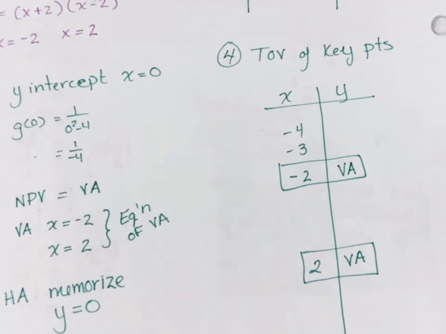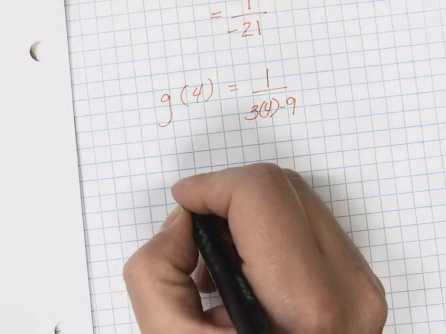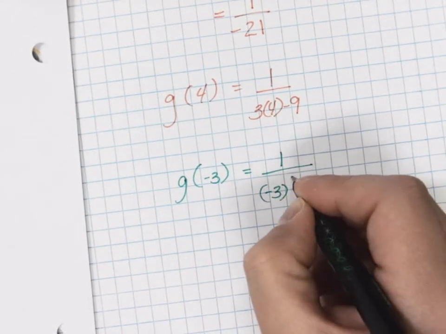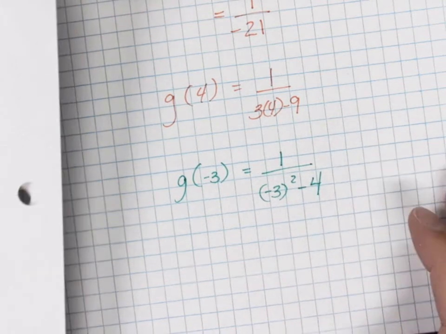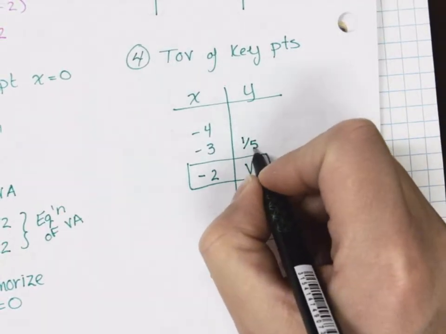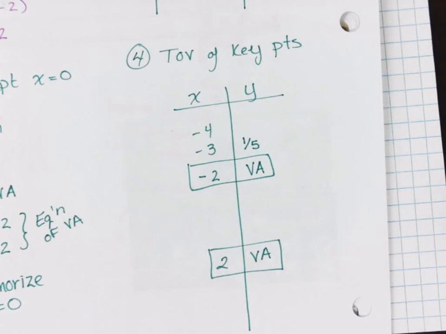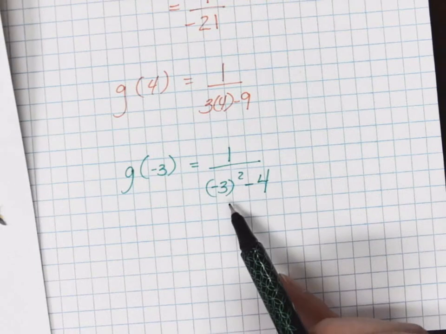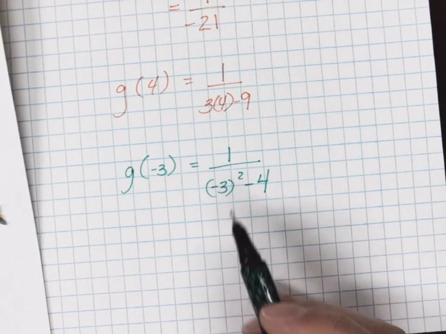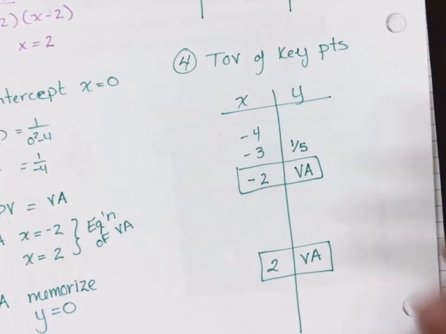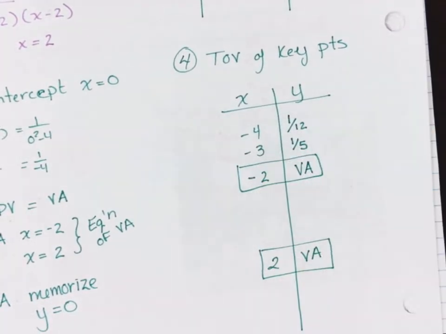Okay, so again, we're substituting them into the reciprocal function. So we're going to have g of negative 3 is equal to 1 over negative 3 squared minus 4. So 9 minus 4, 5. So in my table of values, this will be 1/5. And it's positive this time. Weird, but whatevs. So now I'm going to substitute in negative 4 here. So I'm going to have 16 minus 4, 12. So this will be 1 over 12.